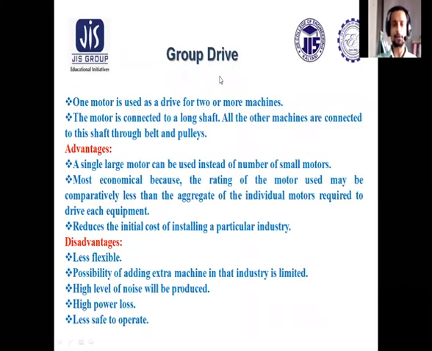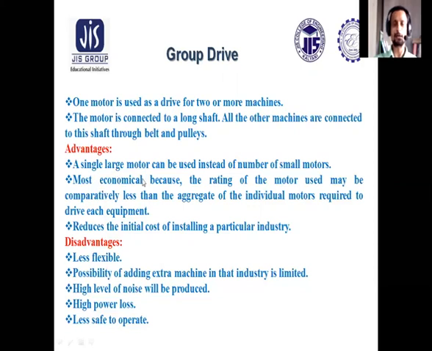So what is group drive? A single motor is used to drive 2 or more machines. For a group drive, the motor is connected to a long shaft and all the other machines are connected to that long shaft by means of pulleys, belts and so on. So there are a few advantages and disadvantages of group drive written here.